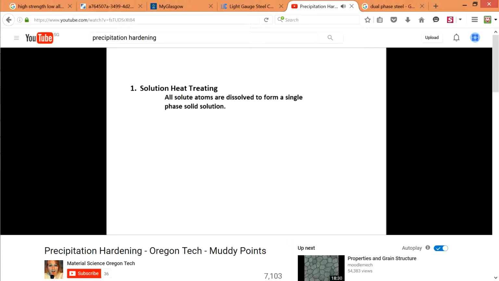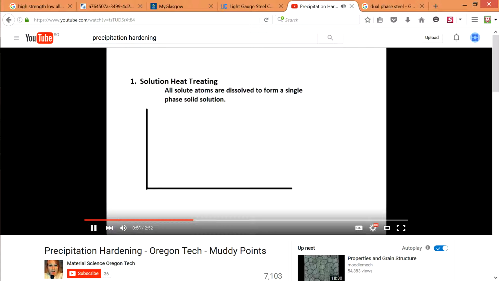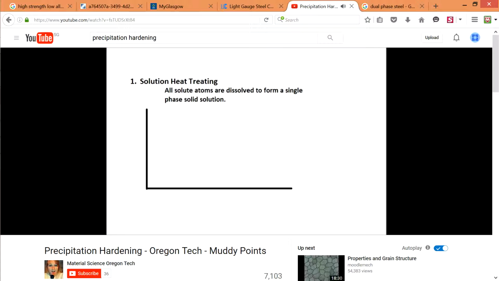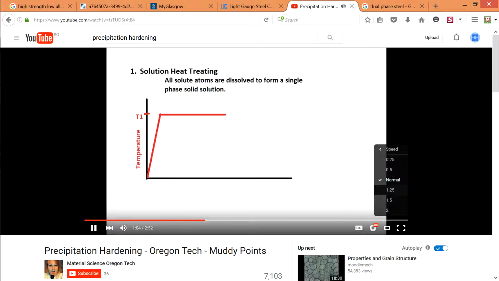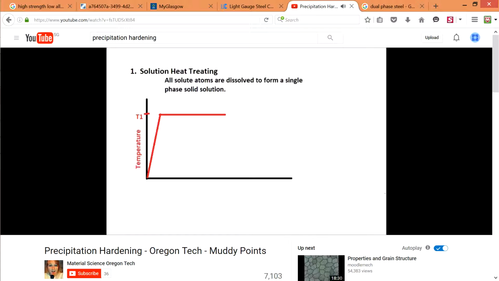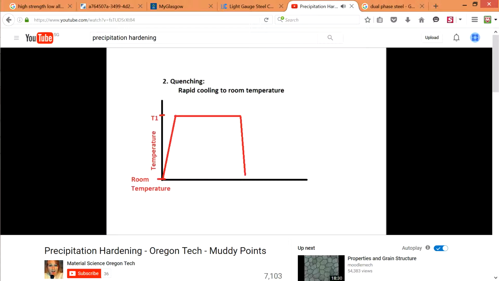The first step, solution heat treating, is where all solute atoms are dissolved to form a single-phase solid solution. It is heated up to a predetermined temperature depending upon the metal alloy, until all of the solute atoms are dissolved into a single phase. Since there is only one solid phase, the Greek letter alpha is used in a phase diagram. The next step is quenching, where the alloy is rapidly cooled to room temperature.